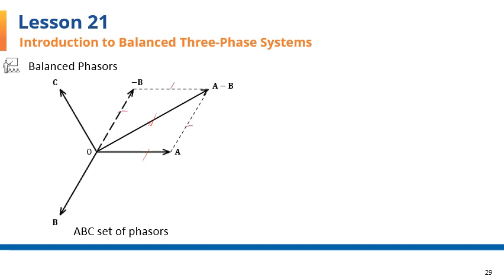What that means is that these two triangles, this one and this one, are congruent due to side-side-side equality of the sides, which means that these two angles are congruent to each other. This whole angle is 180 minus 120, which is 60, so half of it is 30. This angle here is 30 degrees. So that establishes the fact that A minus B leads A by 30 degrees, as you can see in this diagram.